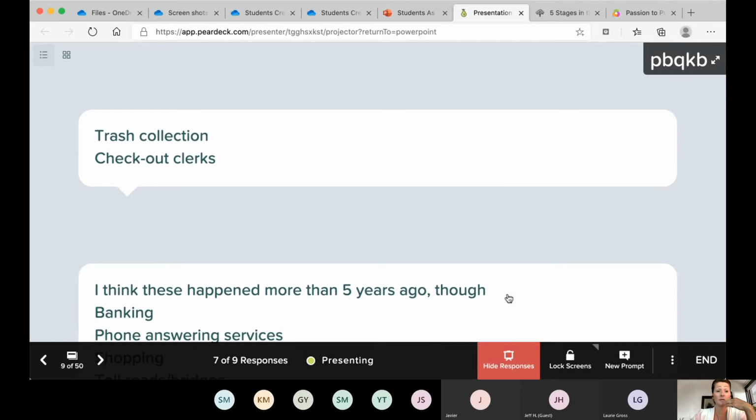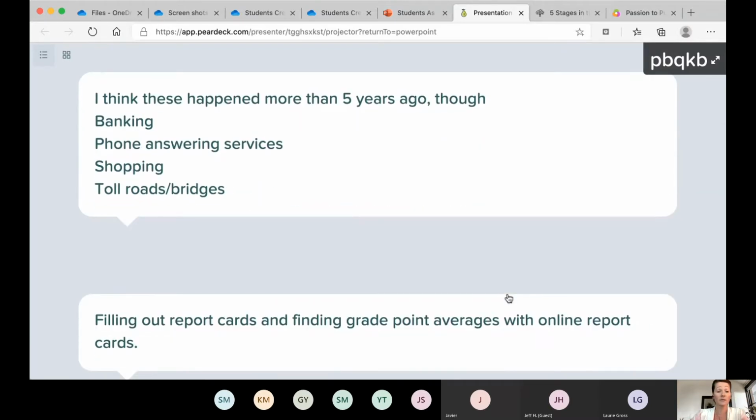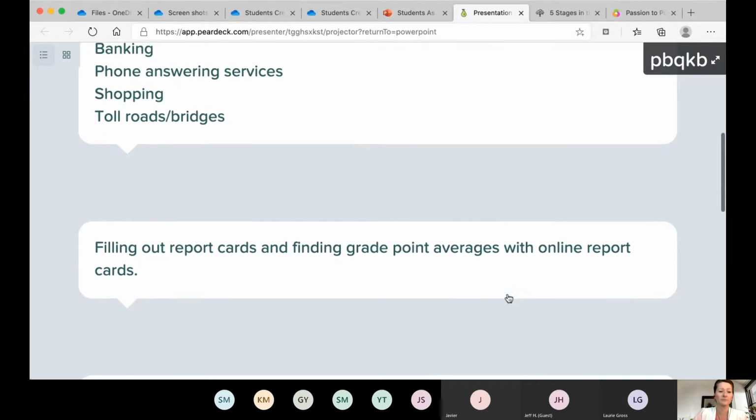Trash collection. Oh yeah, that's phenomenal. We're seeing more robotics and different types of self-driving trucks right now. Checkouts, a lot of our grocery stores are going that way. Yes, phone answering services. When I call your particular school, I'm greeted by an automated answering machine. I have to click in or type in 5 different numbers before I can talk to a human being. Sometimes I don't care for that. I still would like to talk to a human being, but I understand the process to get us to the right person. That's right. Shopping, yes, shopping is the biggest one right now.